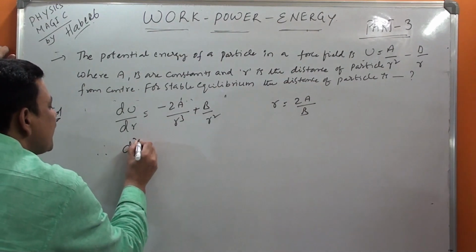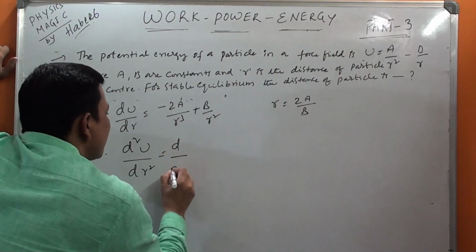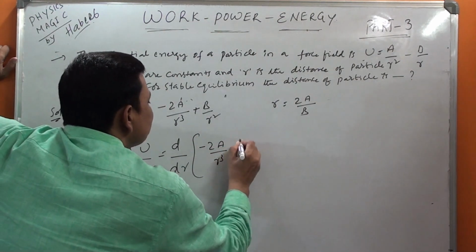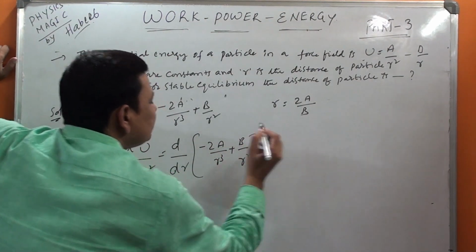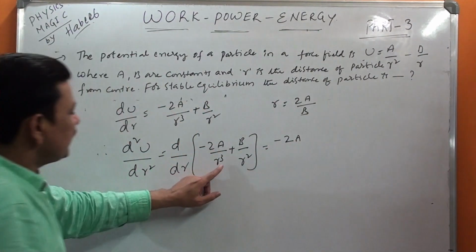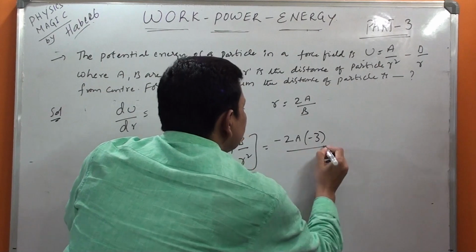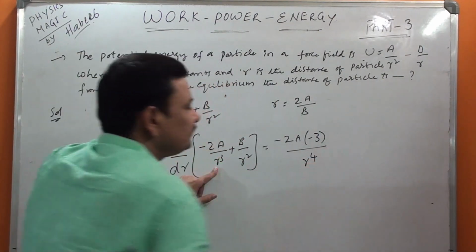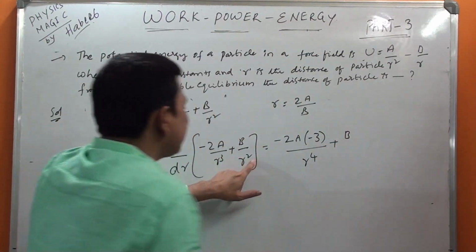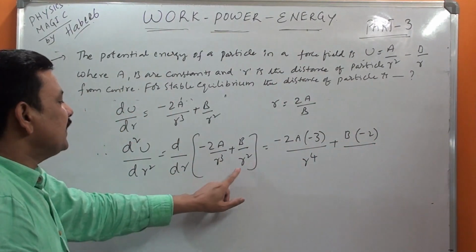Therefore, d square u by dr square is equal to d by dr of this one, minus 2a by r cube plus b by r square. Then once again the same, as I told you just now, minus 2a you write. Whatever power is in the denominator, take it up, minus 3, divided by r power 4. Plus b, once again the power, take to the numerator with minus. How simple a technique you have learned today. Divided by r cube.